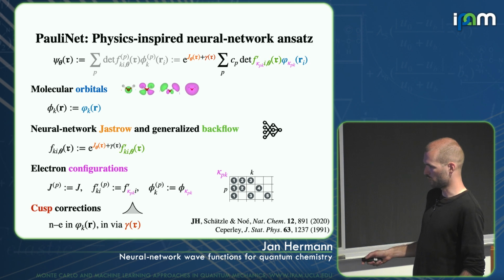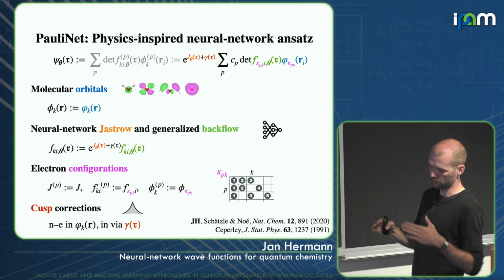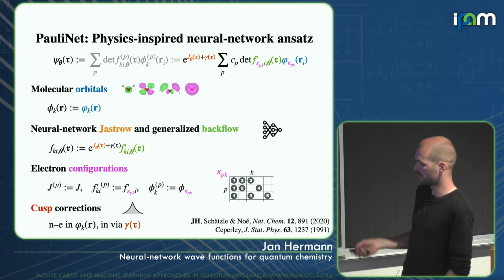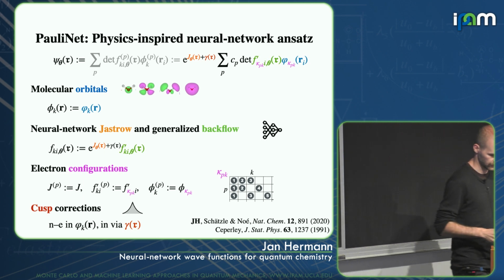And then the final thing is that we build in a little bit of physics in the form of cusp corrections, because we know how the wave function must behave when two particles approach each other, and so we just build that in rather than learning that from the variational principle.